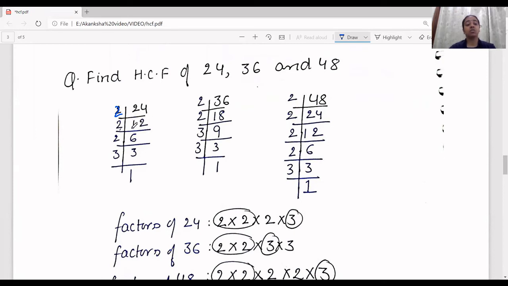Now 12, is it divisible by 2? Right, it is divisible by 2. 2 6s are 12, so 6 here. Now is 6 divisible by 2? Right, it is divisible by 2. So 2 3s are 6, right? So 3. Now, is 3 divisible by 2? No. Is 3 divisible by 3 itself? Yes. So we get 1, finally 1.